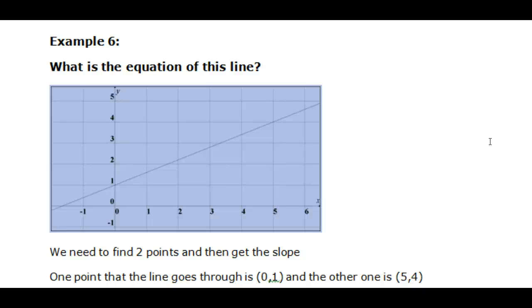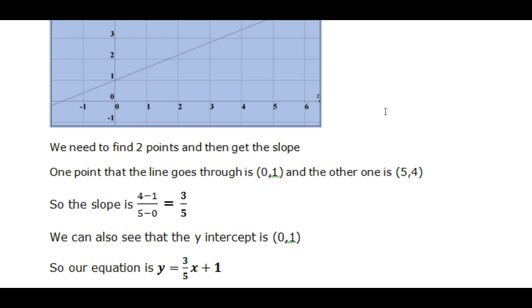So the first one would be (0, 1). That would be the first point. And the second one that I would pick would be (5, 4). You can see that the line intersects in those boxes exactly in the corner. Okay, so we have 2 points. We calculate the slope. 4 minus 1 over 5 minus 0 gives us 3/5.